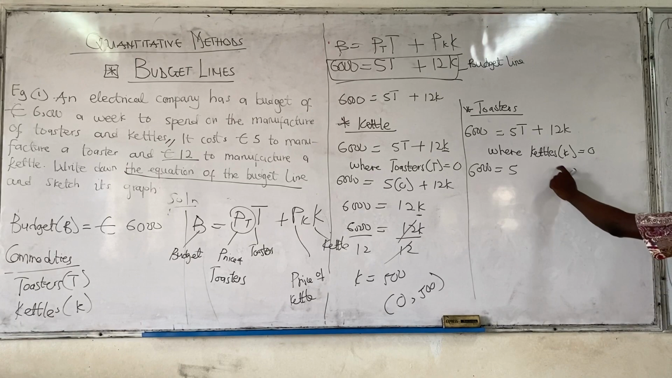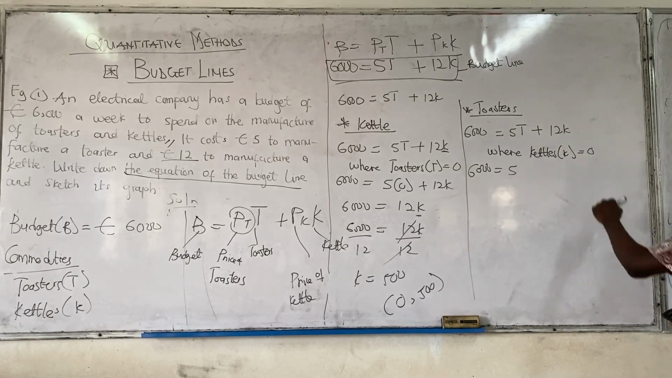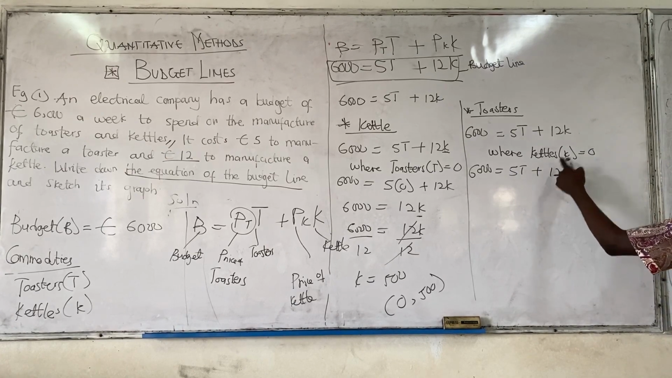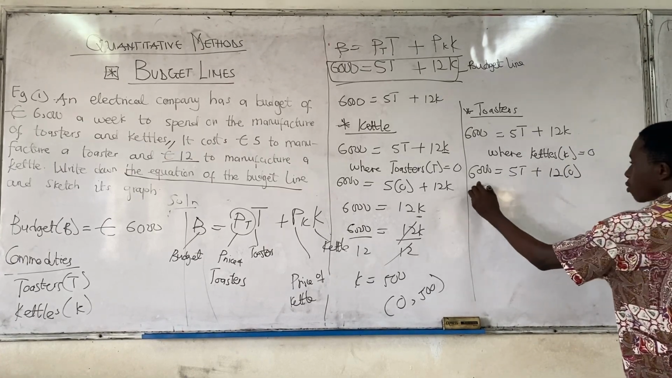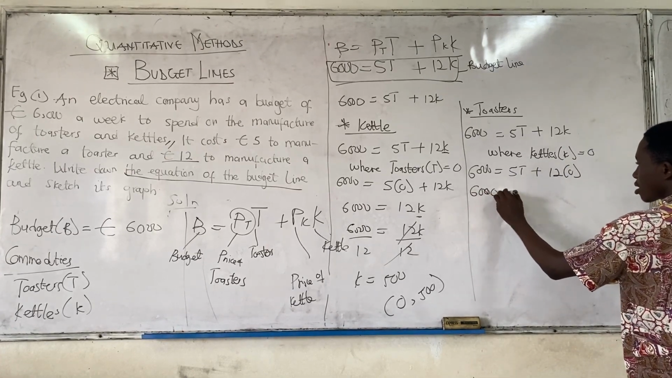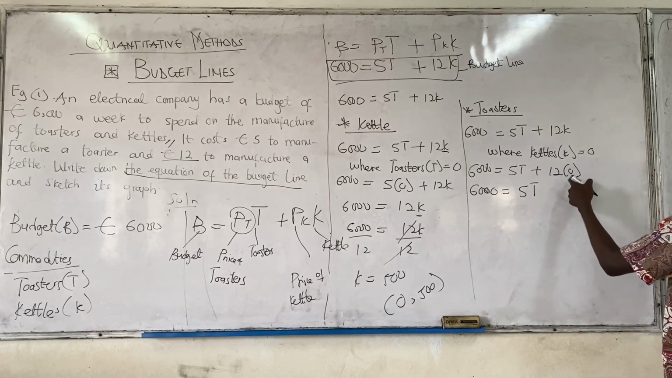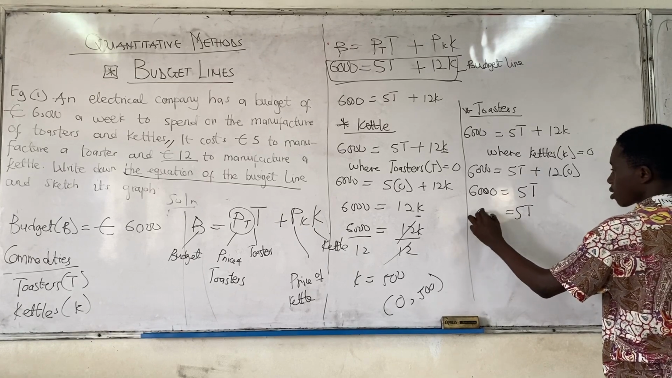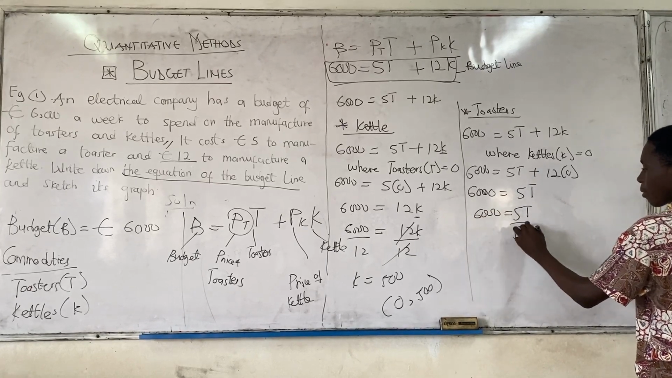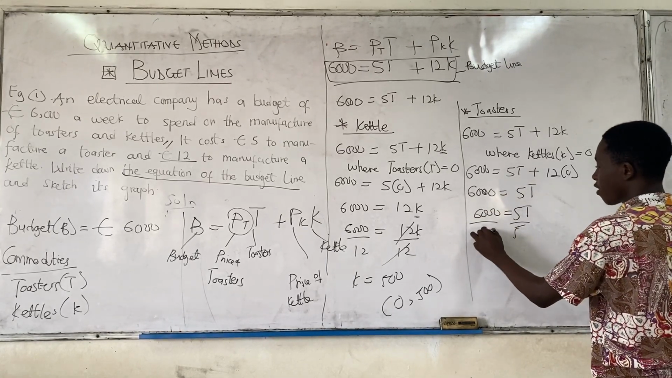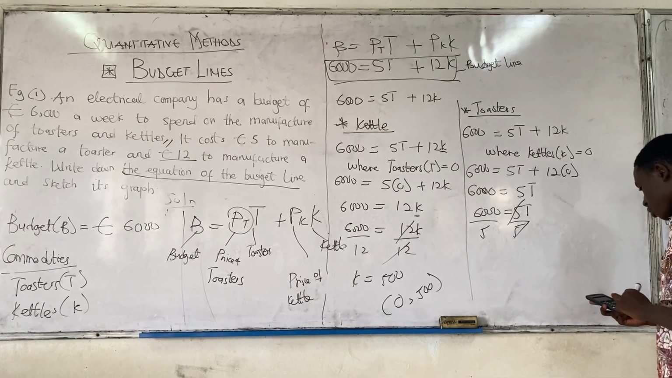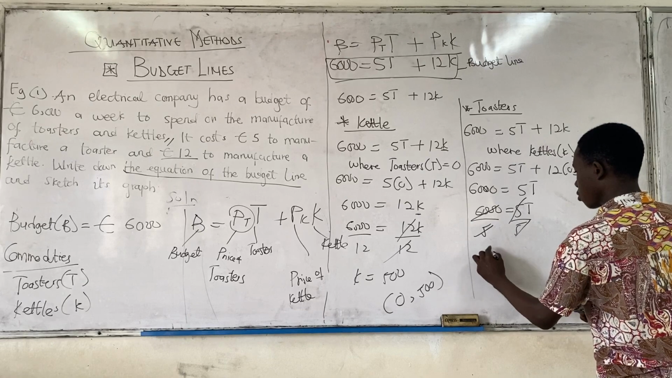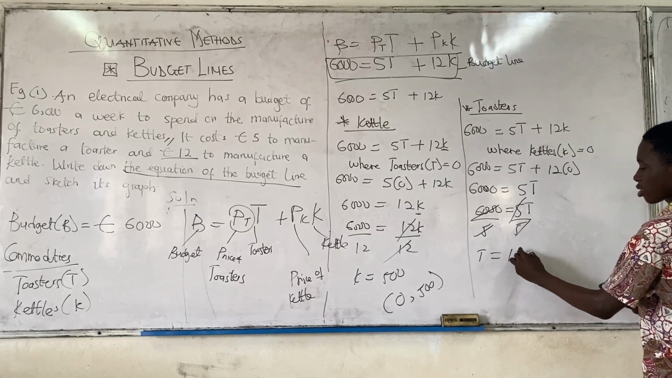We are looking for the T. So represent the K by what? A 0. So 5T plus 12 into bracket 0. So you get 6,000 equals 5T. This is going to give you a 0, so you wouldn't bring it. So 5T is equal to 6,000. So divide both sides by the coefficient of T, which is 5. You are going to get 6,000 divided by 5. You get the toasters to be 1,200.